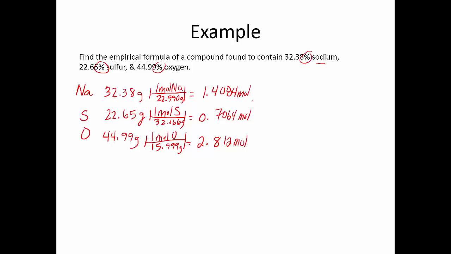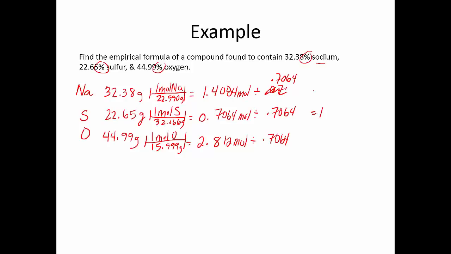Divide them all by the smallest. So these all get divided by the smallest. So look at these three numbers. This is your smallest. So you're going to divide them all by the smallest, 0.7064. So we know this one gets to 1.